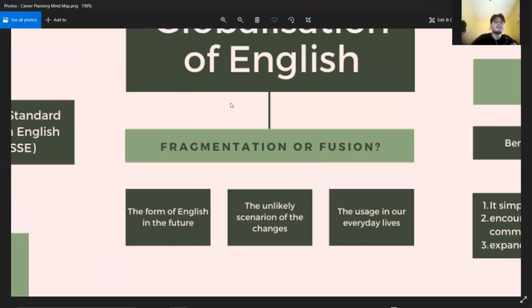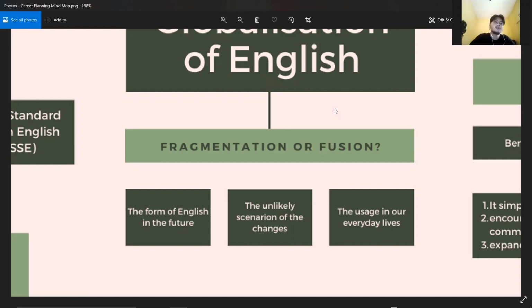Okay, thank you, Tio. So my name is Fernando Santoso, and I want to explain about the fragmentation or fusion. So the first one is the form of English in the future. The form of English in the future might change, and the reason is we can expect English to fragment or develop into different sub-languages that are not mutually intelligible, or we might expect it to develop to the extent where there are very few differences between international varieties of language.